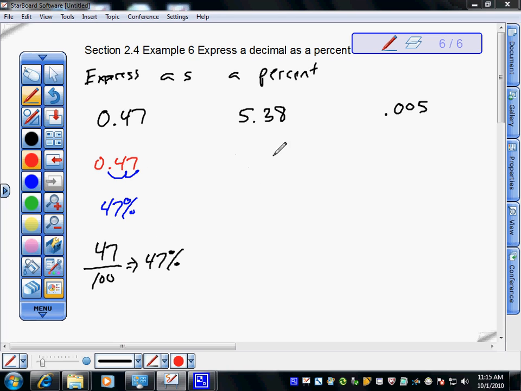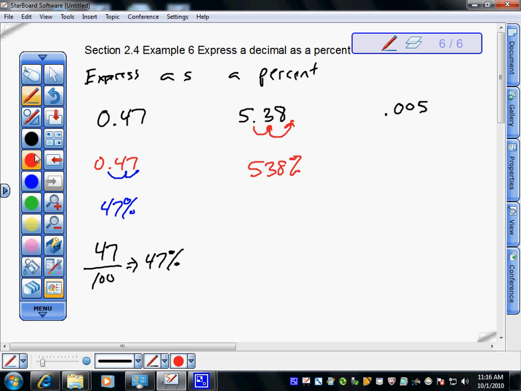So using that same decimal move, remember, as we are converting from a decimal to a percent, we're going to move our decimal point this time to the right 2 places. So in this case, I'm going to get 538%. And that makes sense because 0.47 is 47 hundredths. This is 538 hundredths, so it's 538 per hundred, or per every 100.